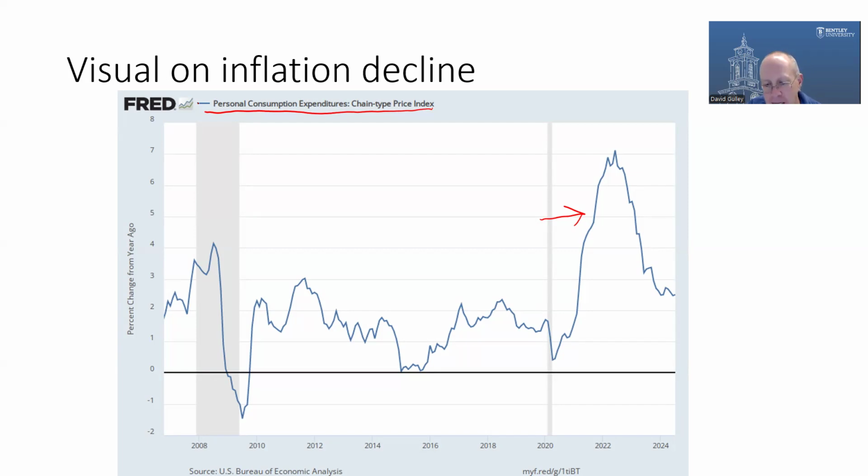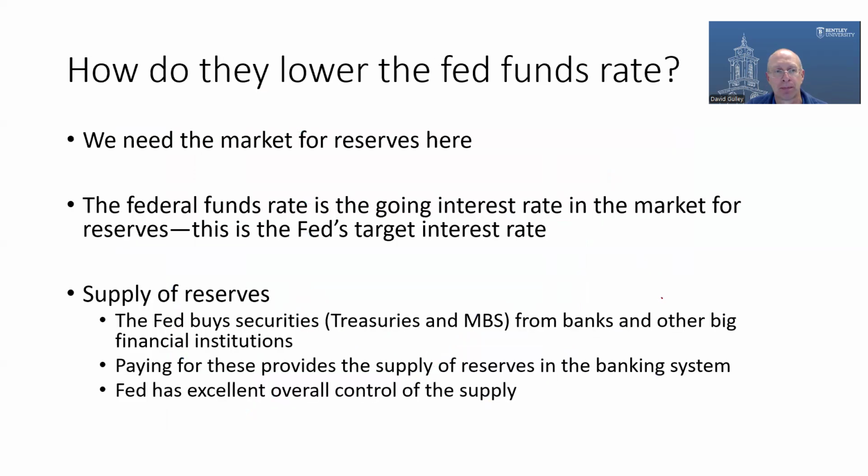But here now you can see that the PCE version is now down to around 2.5%, and the Fed is expecting that it will decline even further, because even with the recent rate decrease, monetary policy is still relatively constrictive and will continue to work to put downward pressure on inflation.